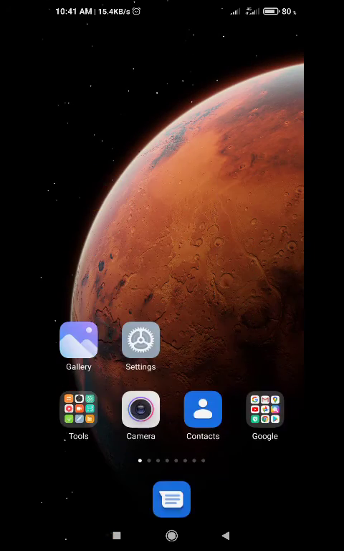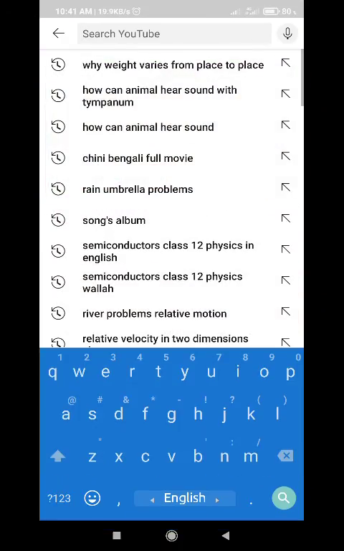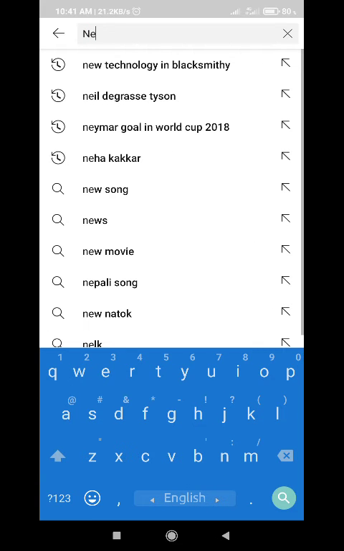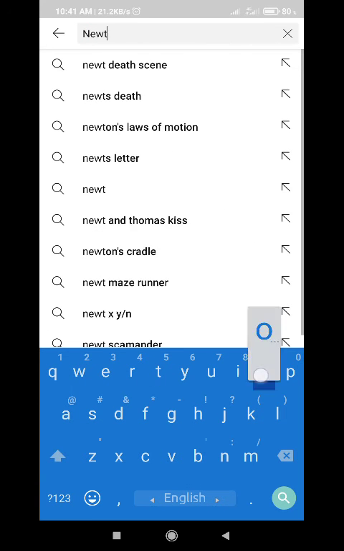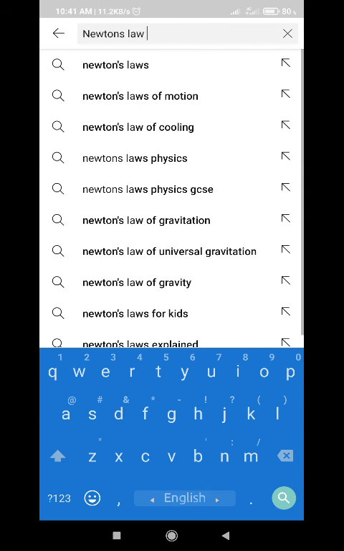Now we'll try to make you understand with the help of Newton's law of motion.